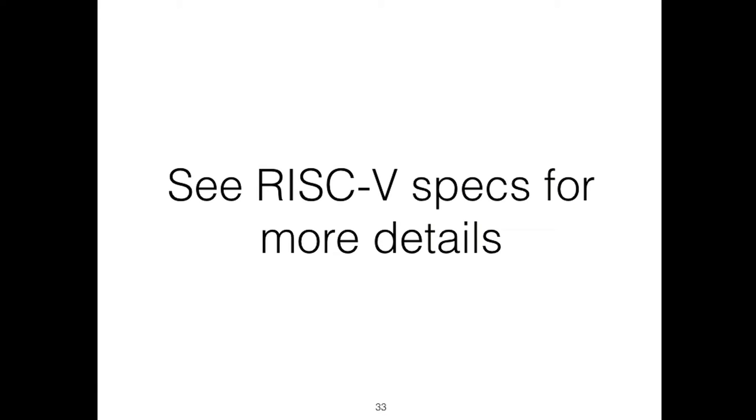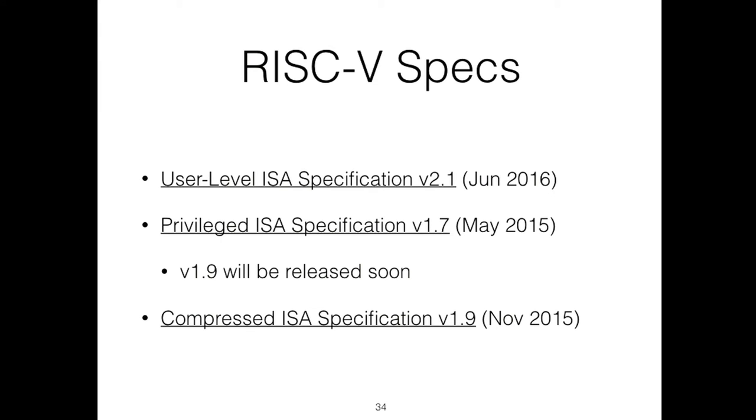The RISC-V specs have a lot more details, so you should check them out. Here are links to the various specs. There's a new version of the user level spec that was released, with some minor tweaks and clarifications, that came out this month. The privileged ISA is in draft; version 1.7 was released in May of 2015, last year, and version 1.9 should be released in the next couple of weeks.